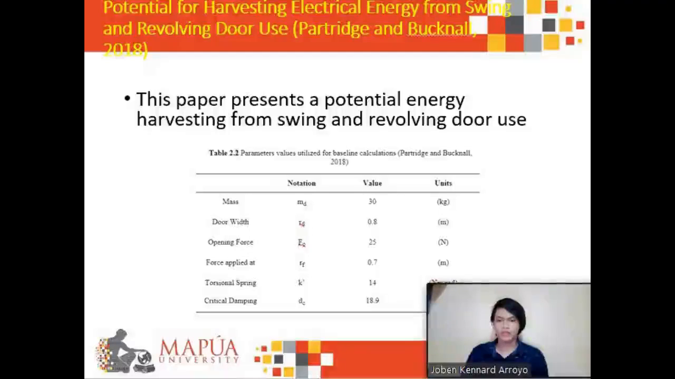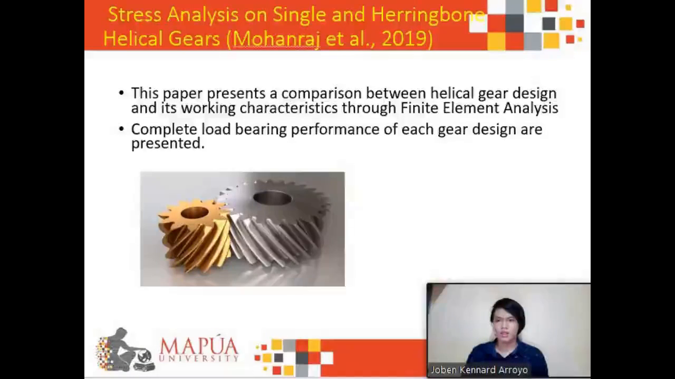We used some of the basic baseline parameters used in this study, such as the mass, the door width, opening force, and the moment distance of the force. The next study is called Stress Analysis on Single and Herringbone Helical Gears by Mohanrad et al. at 2019.